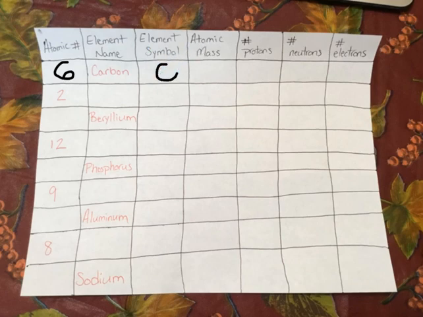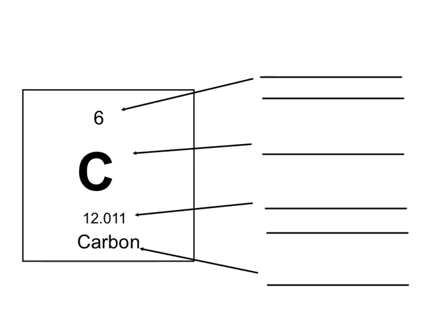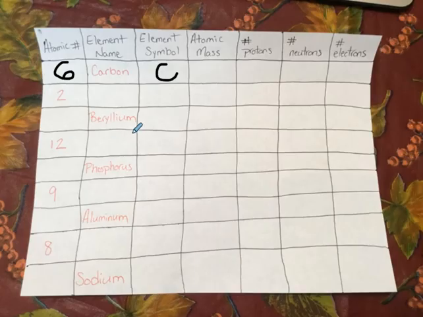Next, I need to find the atomic mass. For the purposes of this activity, and any time really that you're drawing models of atoms, we're going to round the mass to the nearest whole number. So the rounding rules tell me that whatever's after the decimal, if it's 5 or higher, we round up. If it's 4 or less, we round down. Since this is 0, 12.011 is just going to round to 12. So we're going to go back to our chart, and we're going to put 12 where it says atomic mass.